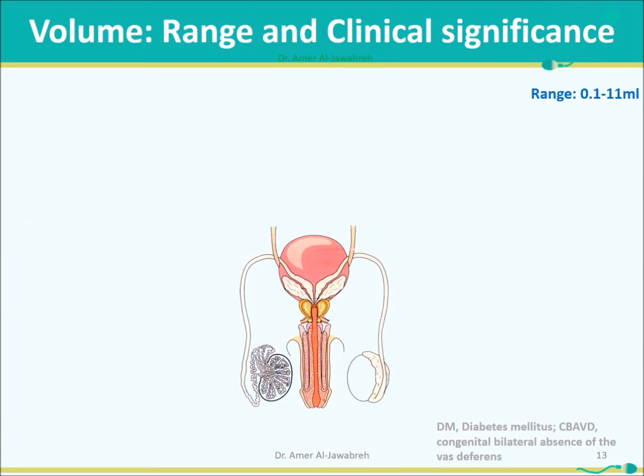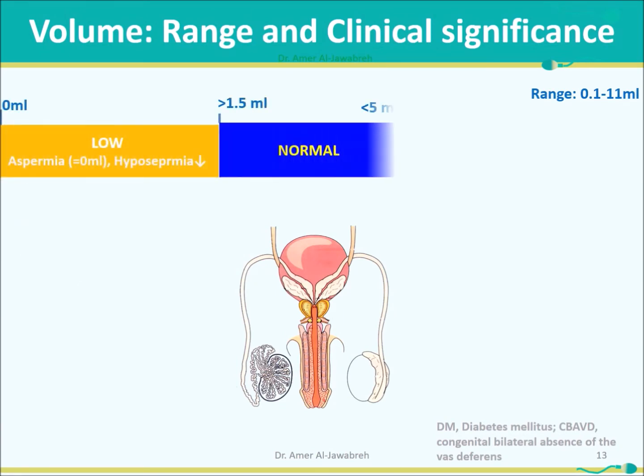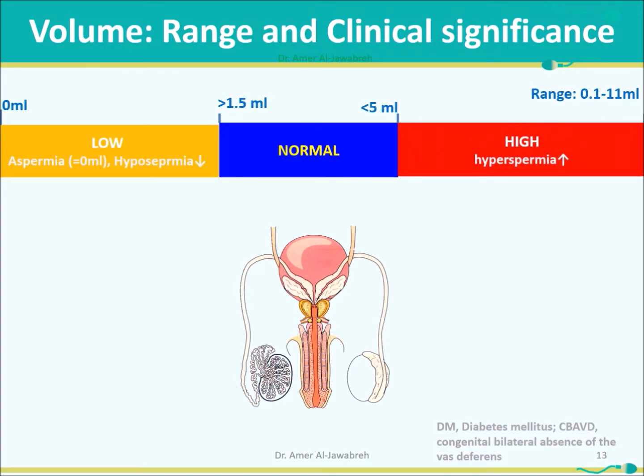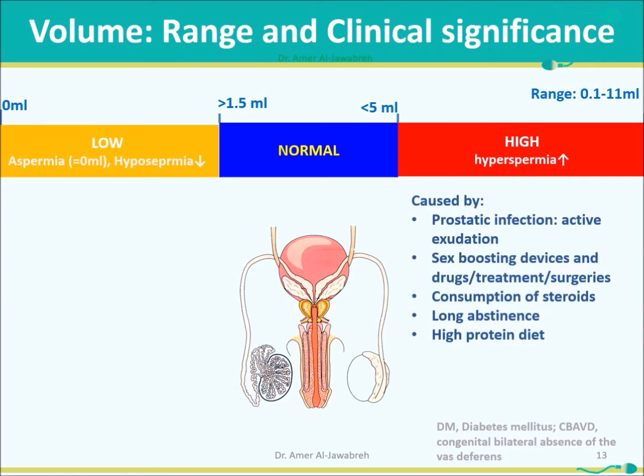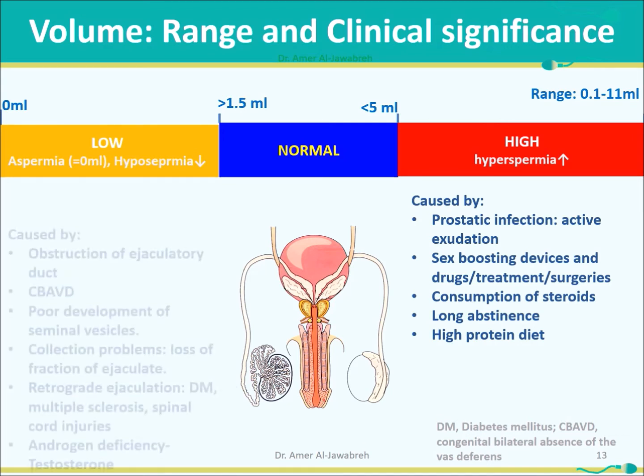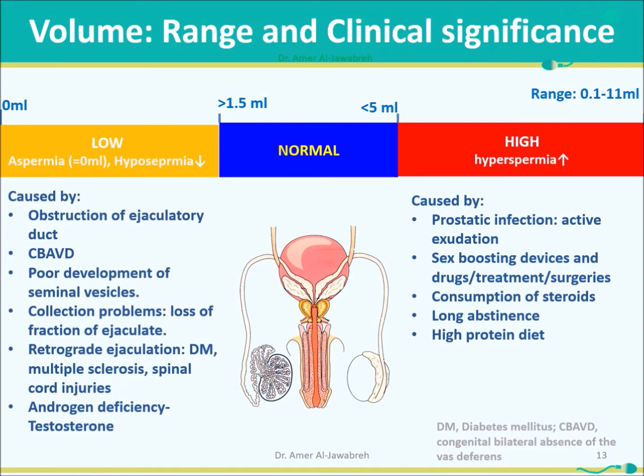Volume, range and clinical significance. Normal range is considered between 1.5 to 5 ml, with a range of 0.1 to 11 ml. Hyperspermia, high volume, can be caused by prostatic infection, sex-boosting devices, drugs, treatments and surgeries, consumption of steroids, long abstinence, or a high-protein diet. Low volume, hypospermia, or aspermia, zero volume, can be caused by obstruction, CBAVD, poor development of seminal vesicles, collection problems, retrograde ejaculation, and testosterone deficiency.